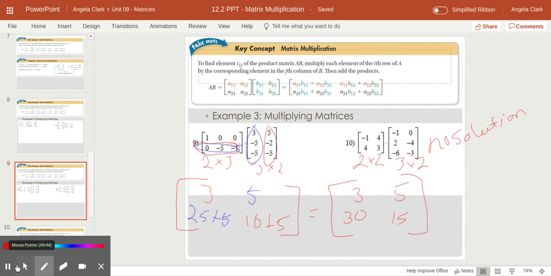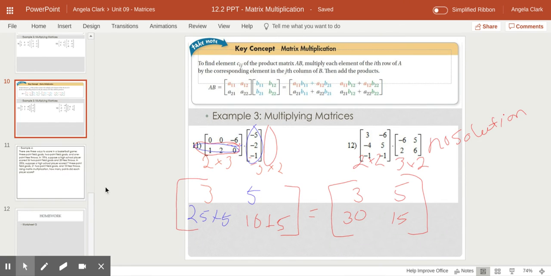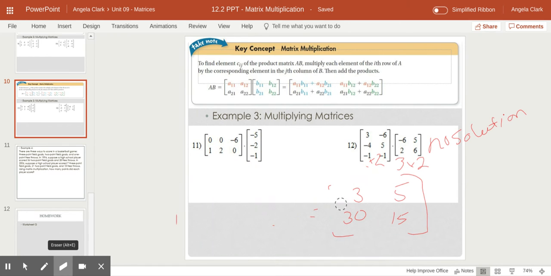Let's go on to the next slide. So I have one more slide of examples. So let's look at these.